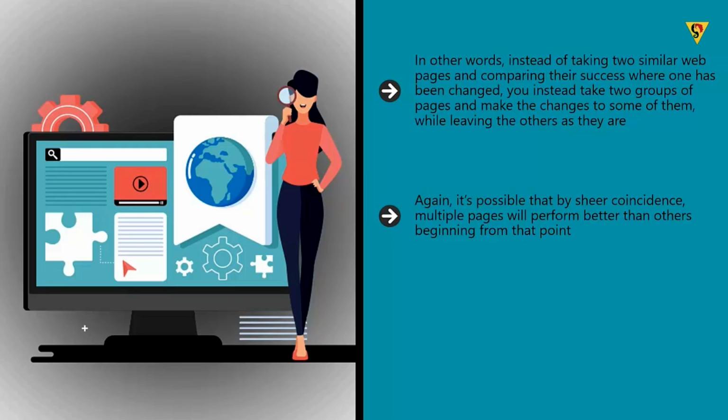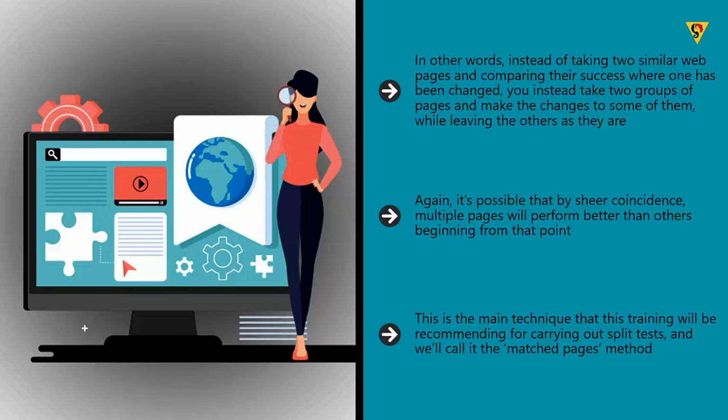But that's when you use the statistical significance tests, comparing the new and the old ranking positions of those in Group A to those in Group B, and then find out if the data suggests an effect. This is the main technique that this training will be recommending for carrying out split tests, and we'll call it the matched pages method.